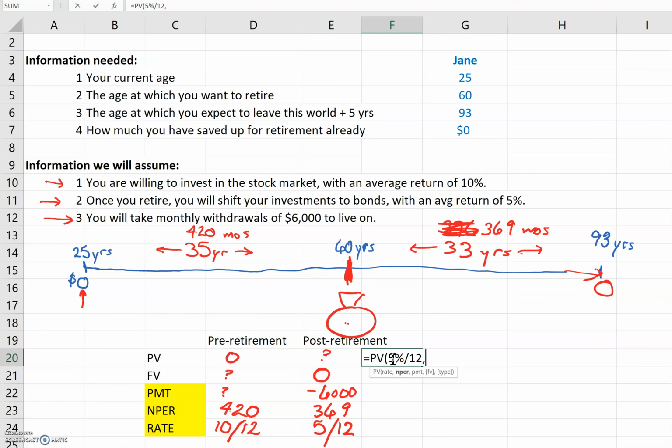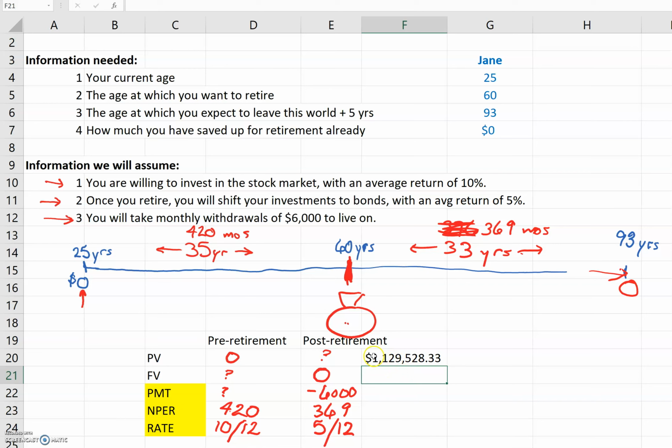So then the number of periods, 369, put your comma. The payment, negative 6,000. Do not put a comma after the 6 in this number. Excel will read it as 2 different numbers, a negative 6 and a bunch of zeros. Then we get to future value. That is 0 in the case of Jane. And then we can just close it out and hit enter.